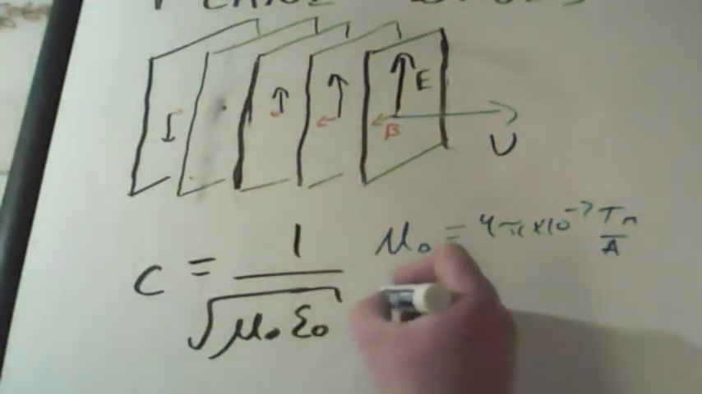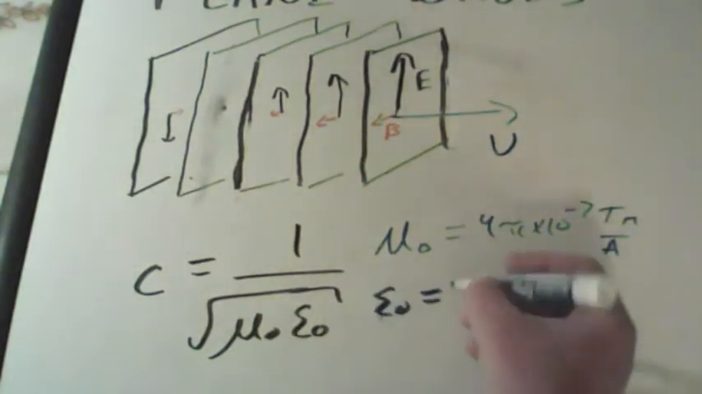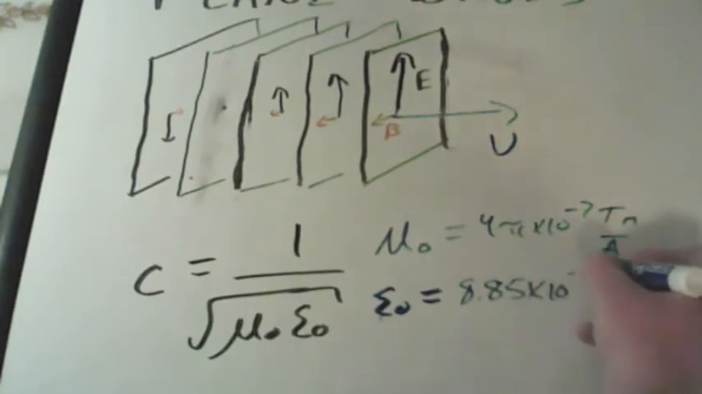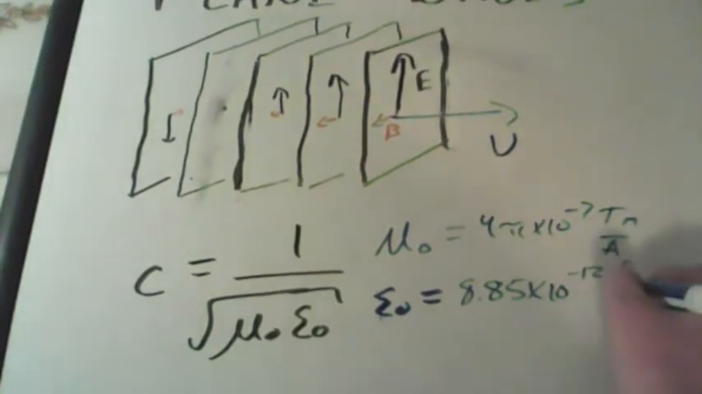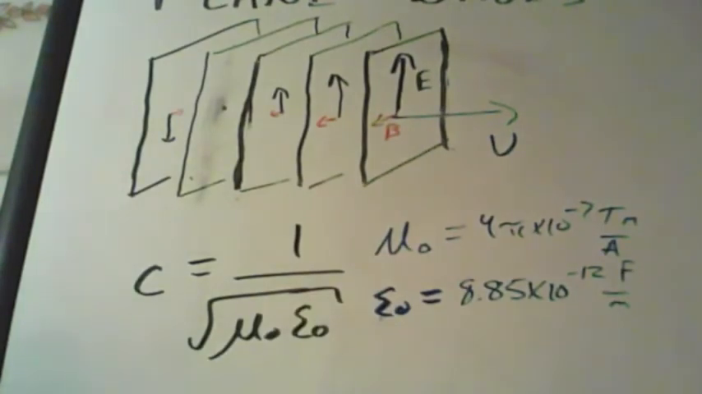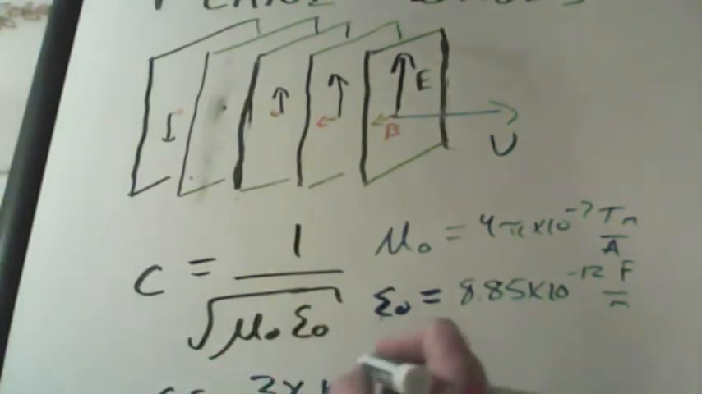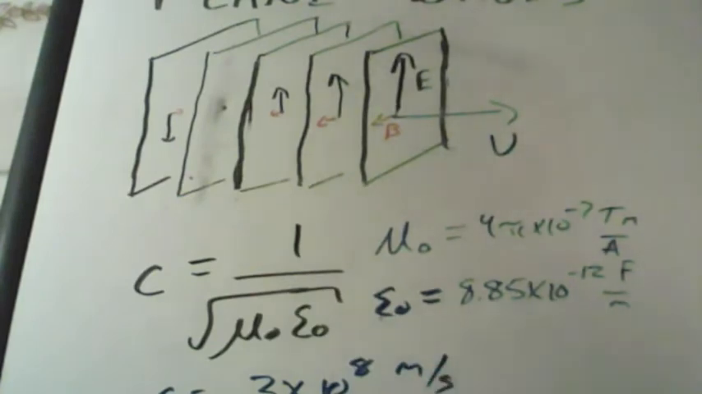And the permittivity, this is in a vacuum. If it's going through glass or something like that, it's different. But in a vacuum, this is 8.85 times 10 to the minus 12 farad per meter. Put these together, work out the units. What you're going to find is the speed is 3 times 10 to the 8th meters per second for any electromagnetic wave.